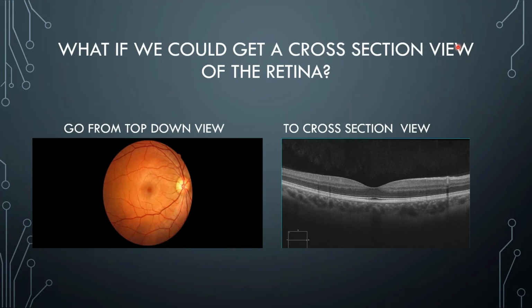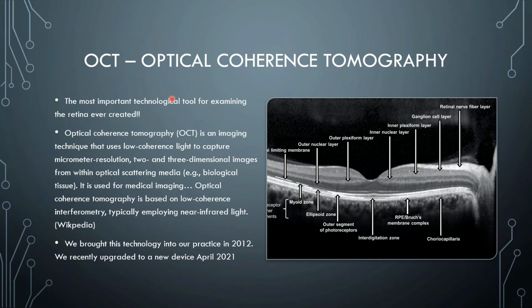Okay. So what if we could get a cross-section view of the retina? You know, we're talking about a top-down view or frontal view this whole time, and the Optos is amazing and it's done a fantastic job for us. But what if we could take the retina and cut through it and turn it on its side and see the layers? Well, we can, and we've got the instrument to do it. It's called an OCT, an optical coherence tomography.